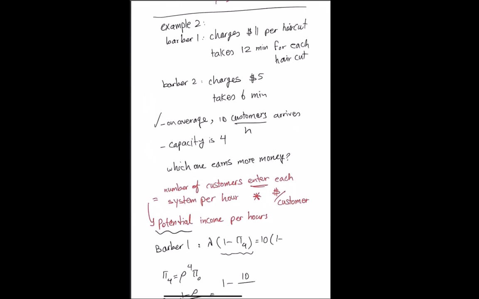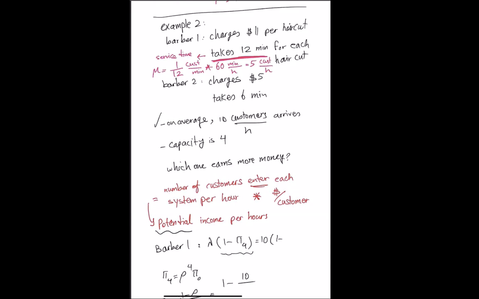It takes 12 minutes for each customer to do the haircut. What is mu? What is given here? The service rate or service time? Service time. How do we calculate service rate? 1 over 12. So the service rate, which is mu, is 1 over 12 customer per minute. And if I want to find out how many customers per hour, I multiply it by 60 minutes per hour. And that's going to be 5 customers per hour. Okay, so that's mu for the first barber.